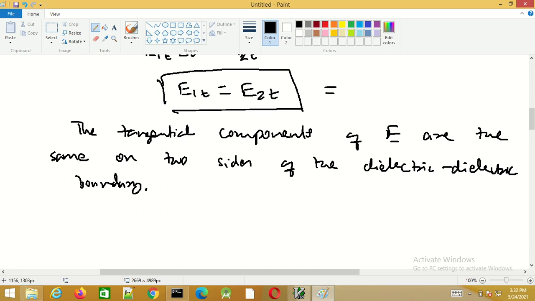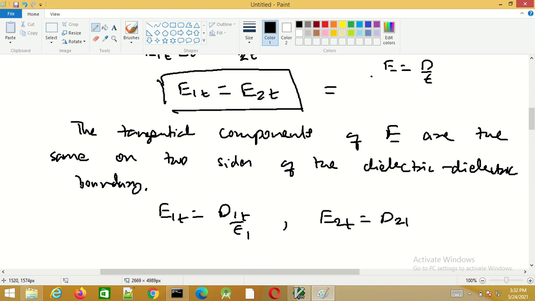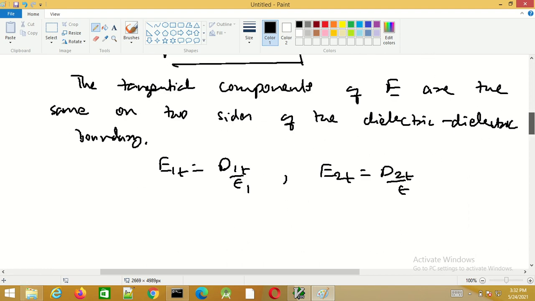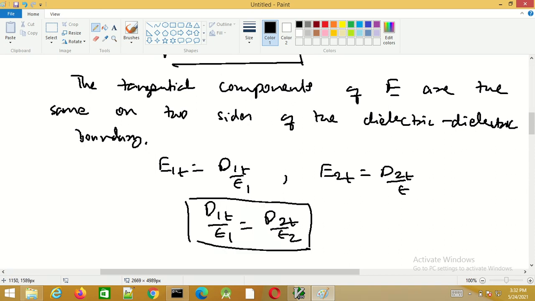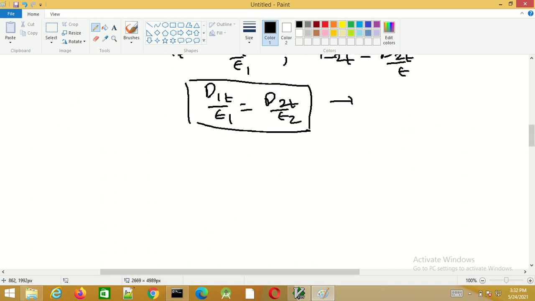Also, from this result, because E is equal to D by epsilon, E1t is equal to D1t by epsilon 1, and E2t is equal to D2t by epsilon 2. So from this result, we can also write that D1t by epsilon 1 is equal to D2t by epsilon 2. Therefore, the tangential component of D is discontinuous. Now we will consider the relationship between the normal components of the fields at the boundary.